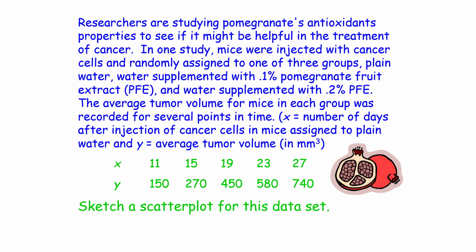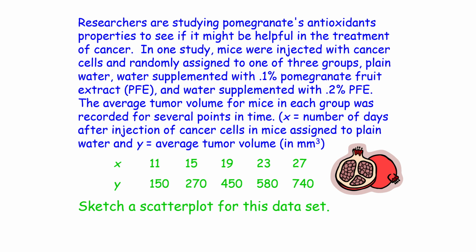So here, researchers are studying pomegranates' antioxidant properties to see if they might be helpful in the treatment of cancer. So in one study, mice were injected with cancer cells and randomly assigned to one of 3 groups: plain water, water supplemented with 0.1% pomegranate fruit extract, or PFE, and water supplemented with 0.2% PFE. Now, the average tumor volume for mice in each group was recorded for several points in time. So X is going to be the number of days after injection of cancer cells in mice assigned to plain water, and Y is going to equal the average tumor volume in millimeters cubed.